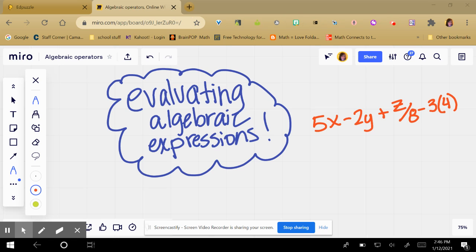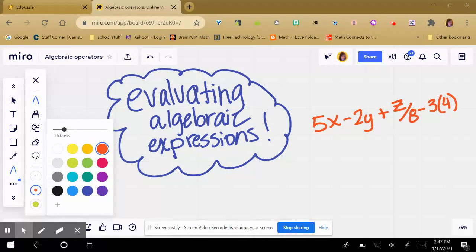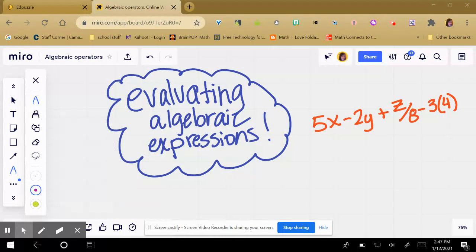Hello, math people. So we are working, as you know, on evaluating algebraic expressions. That is our target, our grade level standard that we're trying to get to. But I've noticed that there are some folks, many folks, who are struggling with something that's going to prevent you from being able to do that. So let's make sure we've got that skill down first before I expect you to evaluate algebraic expressions.